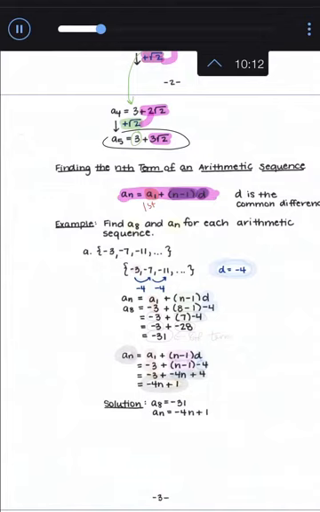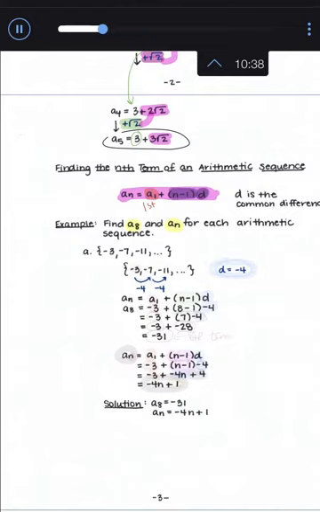So let's take an example to see how this works out. Let's look at problem A. We've got an arithmetic sequence, -3, -7, -11, and it continues on forever. They want us to find 2 things: a sub 8, the 8th term, and a sub n, which means just a general formula for the nth term.